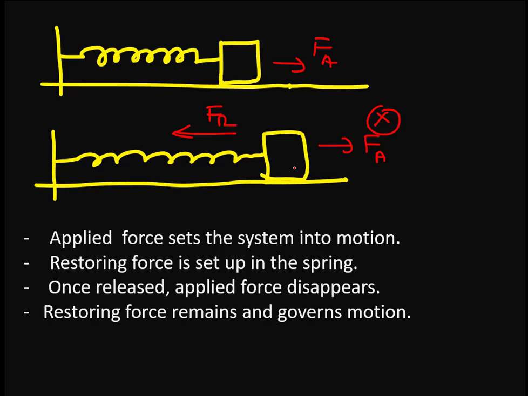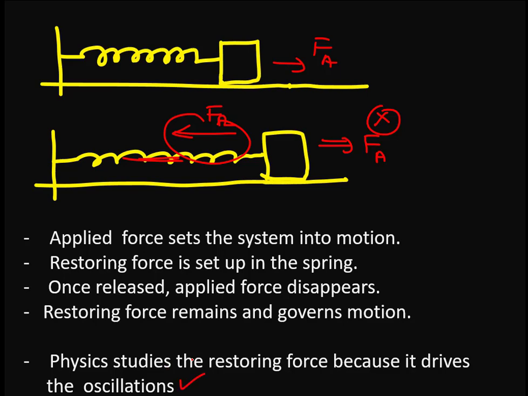Now here's the key. The external force exists only as long as my hand is pulling it. So as long as my hand is pulling this, the applied force is there. The moment I let go, the force disappears. But the restoring force, that is still there. And it doesn't need me anymore. It's built into the spring's nature. So this force is already there in this spring. So in physics, we focus on the restoring force because that's the force which actually governs the spring's motion once you release it. And that's the force which is responsible for the oscillation of the springs.